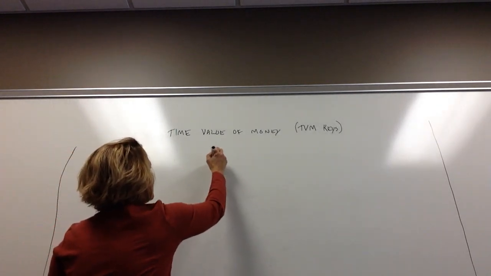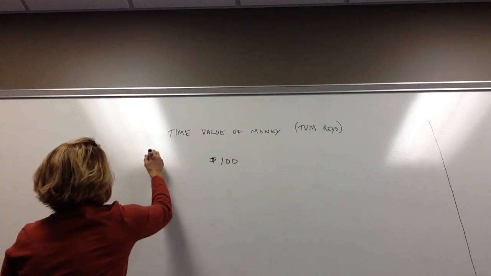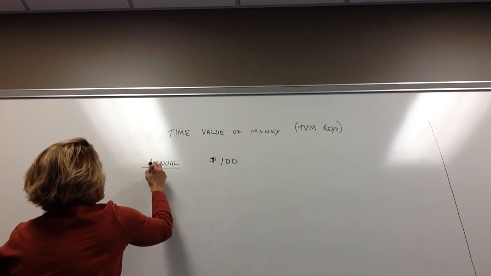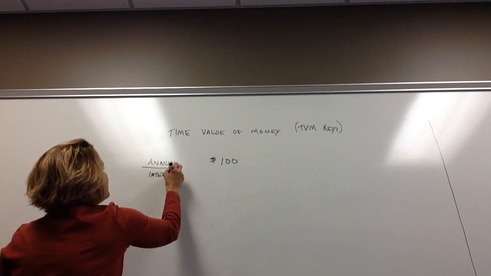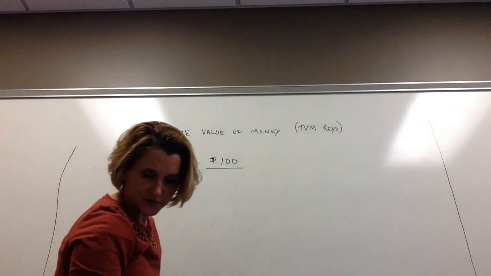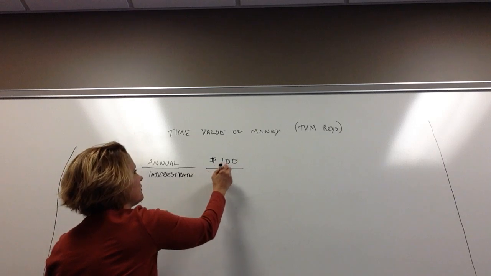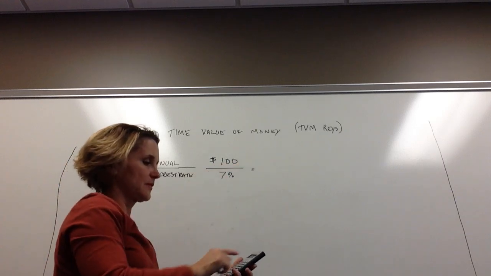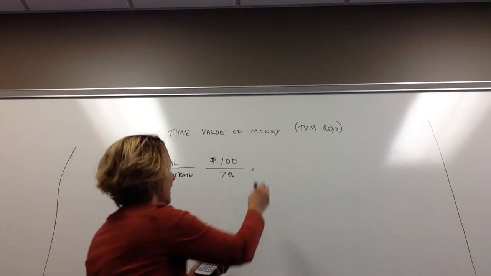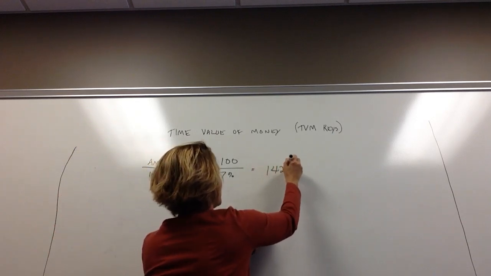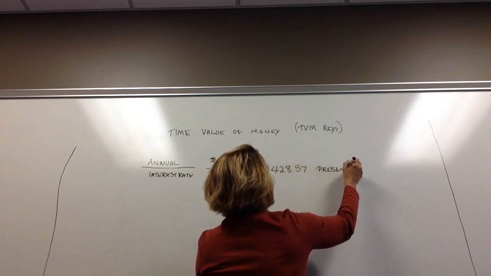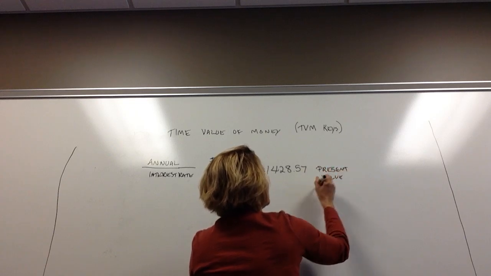So what you do is you take the annual amount, which in this case is the $100, and then you divide it by your interest rate. So my interest rate, $100 was the amount of my perpetuity, and my interest rate was 7%. So that means I'd have to have $1,428.57 in an account that's earning 7% in order for me to do that.